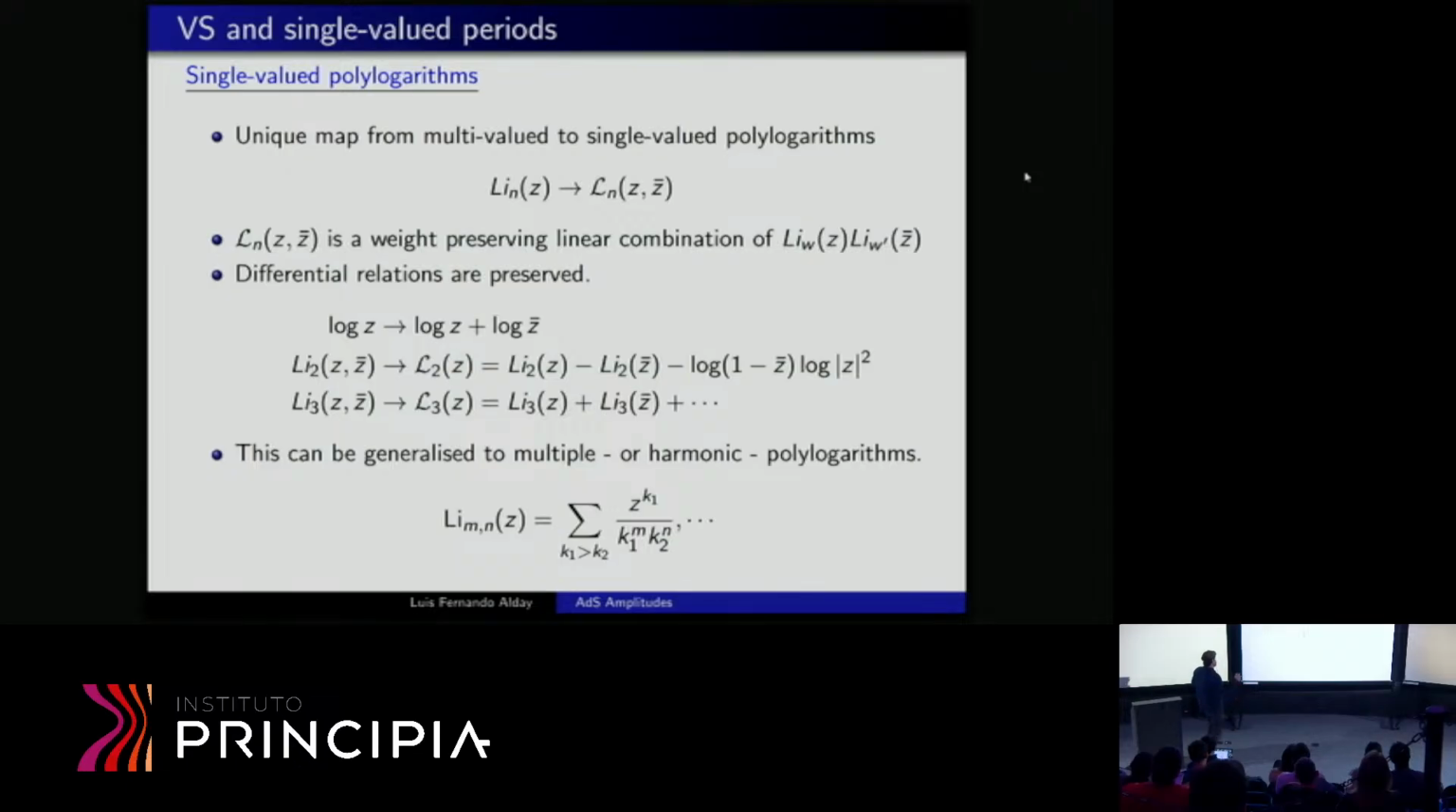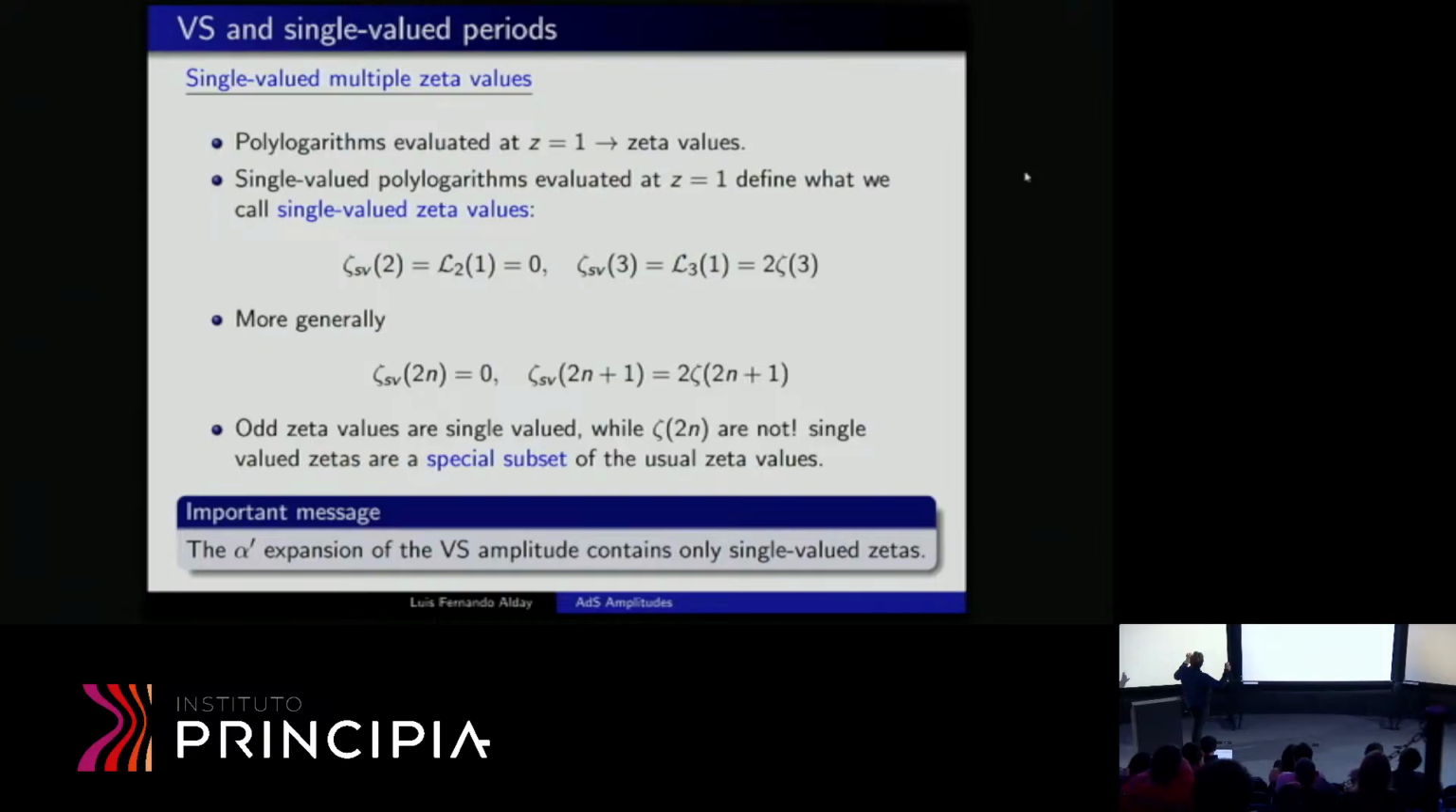Now, although I have presented these for just the standard polylogarithms, they can also be generalized to multiple or harmonic polylogarithms, which are usually given by these sorts of nested sums. Now we can play the following game. Remember that I told you that polylogarithms evaluated at z equals 1 produce what we define as the zeta values. What we can do now is take single-valued polylogarithms and evaluate them at z equals 1 and see what we get. If we do that, this defines what we call, by definition, single-valued zeta values.